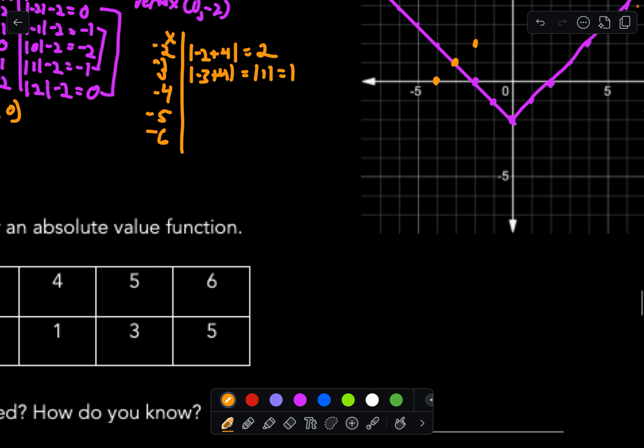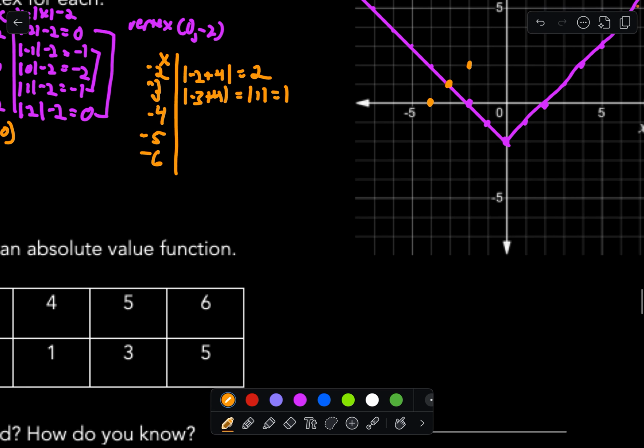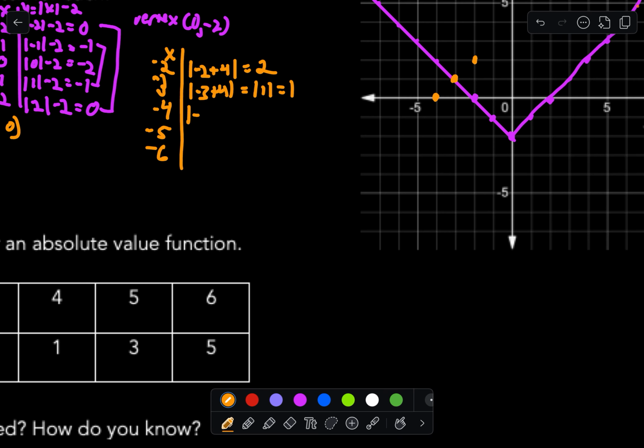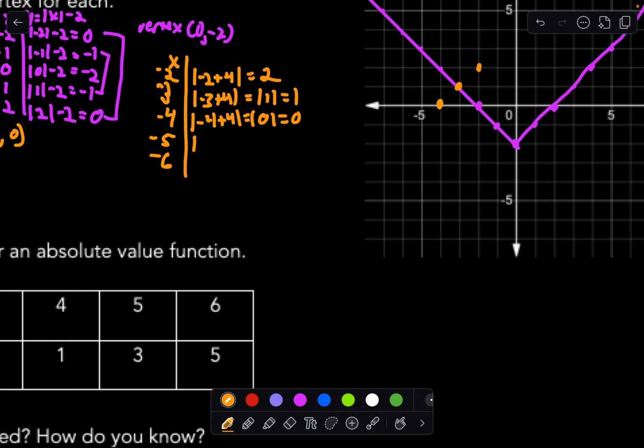When we go to the negative 4, that would be the absolute value of negative 4 plus 4, which is the absolute value of 0, which is 0. So you see we do get the vertex right there. When x is negative 5, all I'm doing is plugging it into the expression. Negative 5 plus 4, absolute value, that's the absolute value of negative 1, which is 1. And we're back here. And when x is negative 6, negative 6 plus 4 is negative 2, absolute value of which is 2.